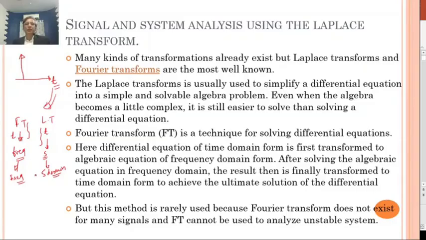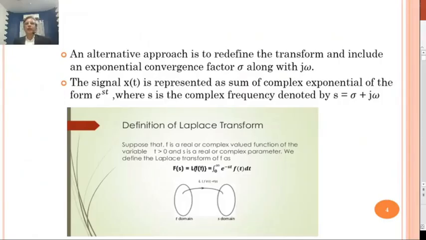But solving the differential equation using the Fourier transform is rarely done, because the Fourier transform does not exist for many signals, and the Fourier transform cannot be used to analyze an unstable system. Hence, the alternative approach is to redefine the transform and include the exponential convergence factor sigma along with j omega, as the Fourier transform is represented in the frequency domain, that is j omega.